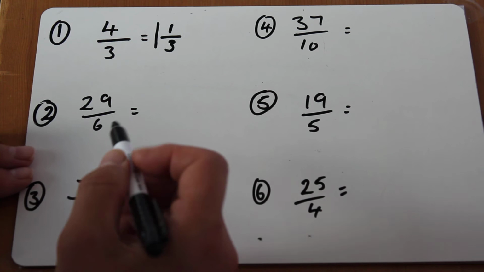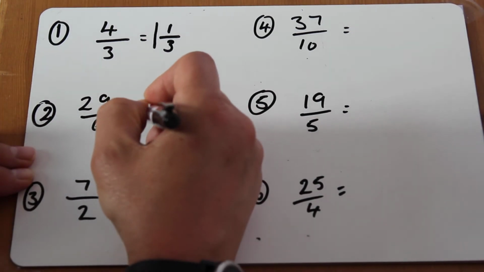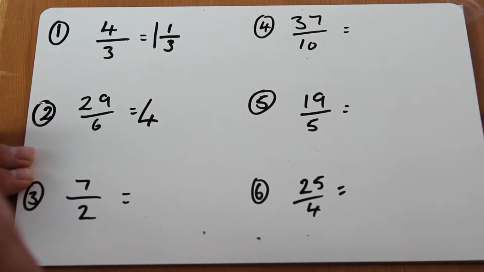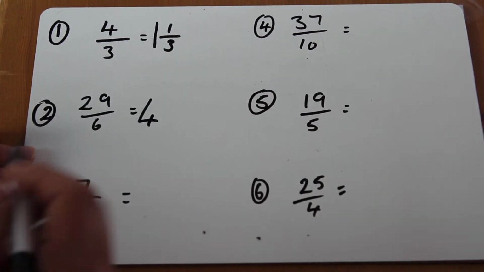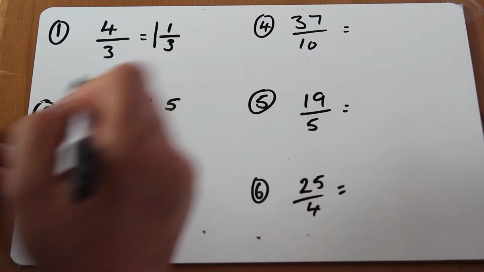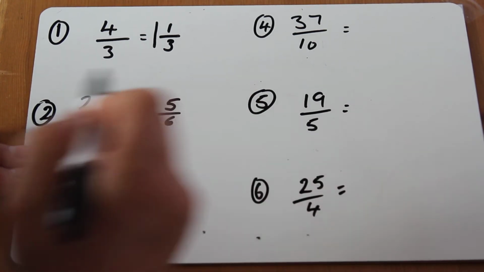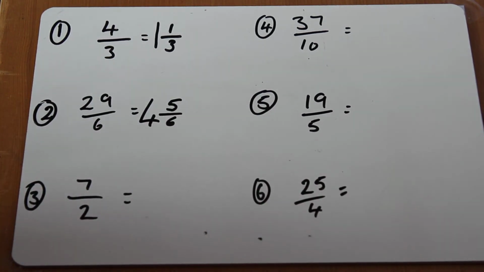29 divided by 6, so we need to divide 6 into 29, and that goes 4 times. 6 fours being 24. That means there's a remainder of 5, so that 5 becomes my numerator, and my denominator of 6 stays exactly the same, so it gives me 4 5/6.